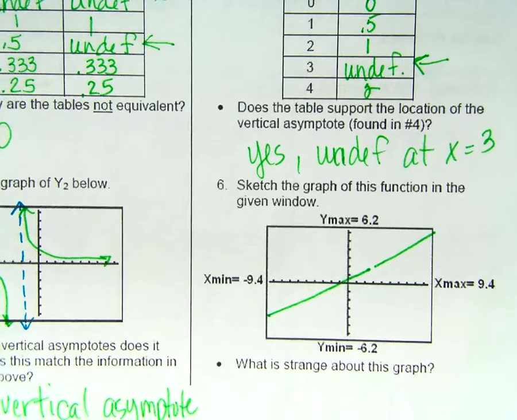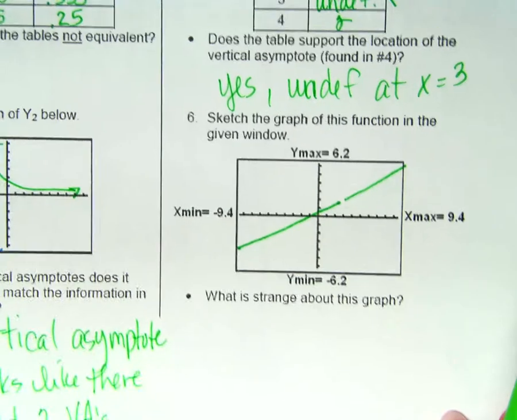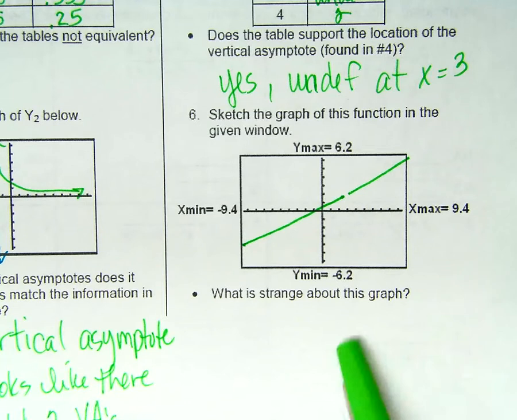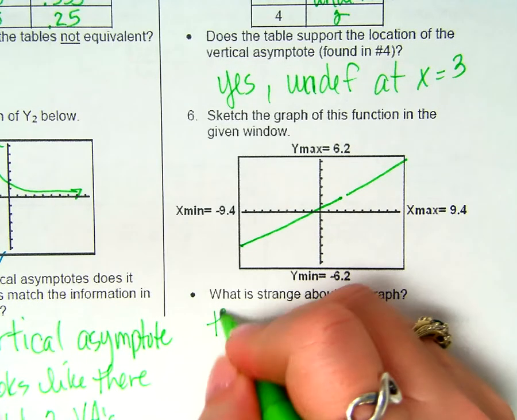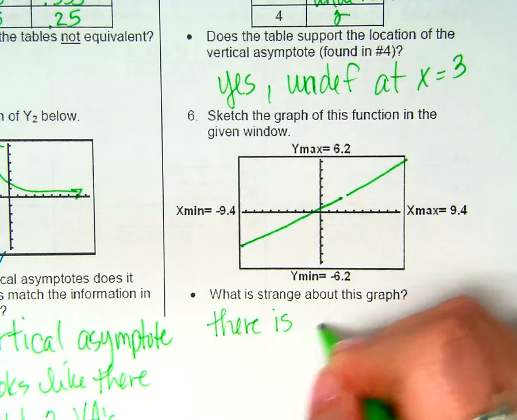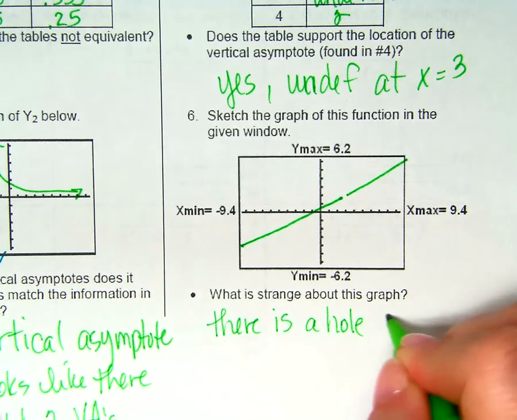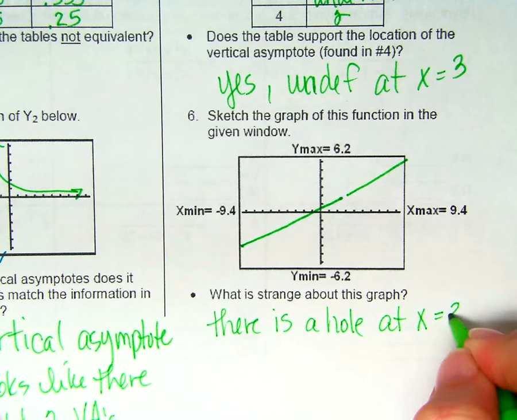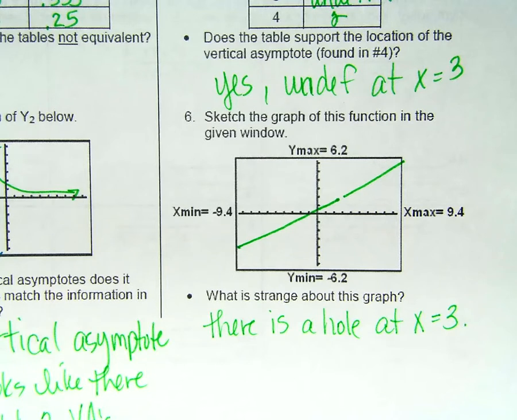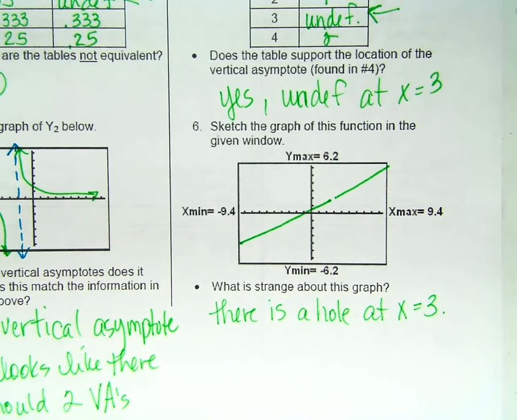So there are at least 3 strange things about this graph. We're going to write 3 down. If you see some other strange things, that's fine. We'll talk about them, but there's 3 specific ones that I want you to write. Dylan, what'd you say? There's a hole. Go ahead and write at x equals 3, so we're specific. Okay? There's a hole at x equals 3.